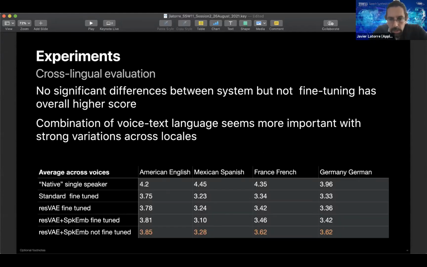Here we got a little bit of, in a sense, a surprise. We were expecting that the non-fine-tuned model would perform significantly much better than the others, because we know that when we fine-tune, the model tends to forget what it had before. And indeed, on average, it performed better, but not significantly much better. We also found that the combination of the target voice and the target language is the most important criteria for the quality, also not too surprising.